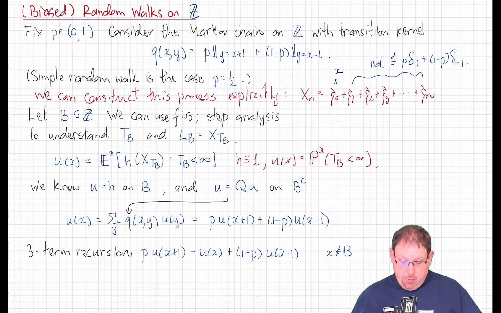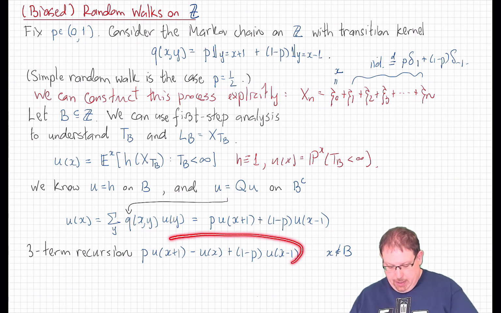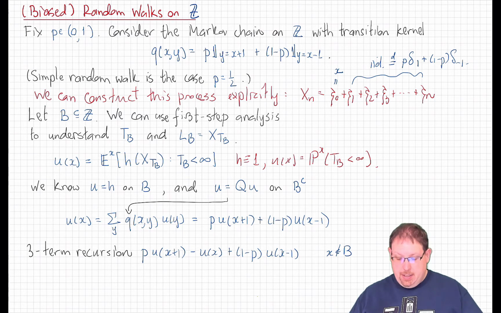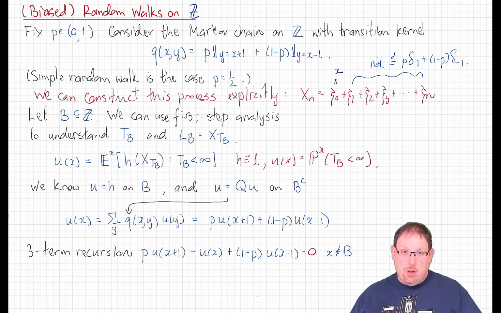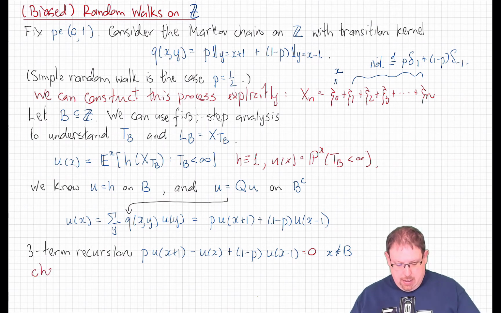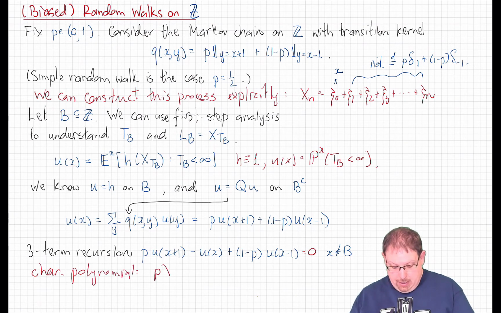Now, this is a general 3-term linear recursion, which can be written like this: p u of x plus 1 minus u of x plus 1 minus p u of x minus 1 is equal to 0 for every x not in B. As you are studying on your homework, one can generally solve these kinds of 3-term recursions, and the key to doing so, just like it would be if we were studying second-order linear constant coefficient differential equations, is to write down the associated characteristic polynomial, which in this case will be p lambda squared minus lambda plus 1 minus p, and look for the roots of that polynomial.